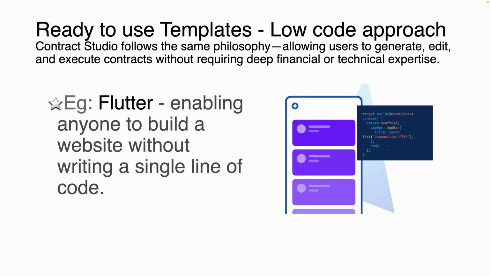Platforms like Flutter have revolutionized website development by allowing anyone to build a website without writing a single line of code. Contract Studio also follows this philosophy, allowing users to generate, edit, and execute contracts without requiring deep financial expertise or technical knowledge.